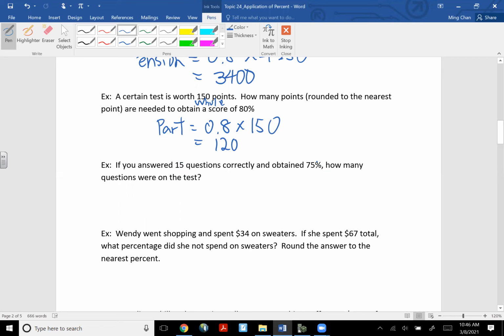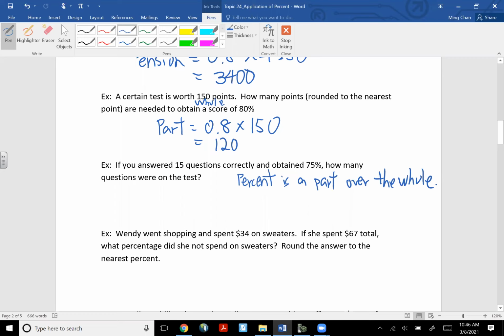So since you did not get 100, that means that 15 is actually the part. 15 is actually part of the whole test. And there's a saying, percent. That reminds me to tell you this. Percent, there's a saying, percent is a part over the whole. You probably have heard that before. Percent is a part over the whole.